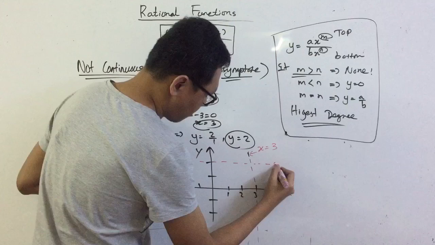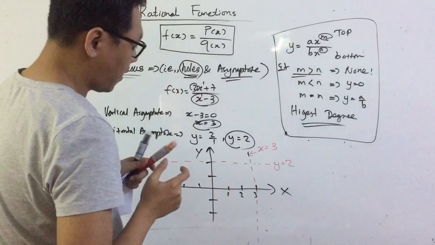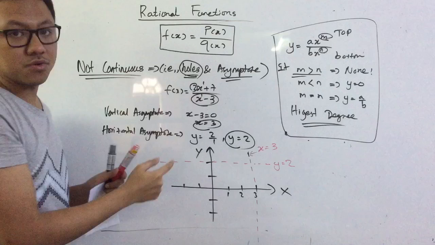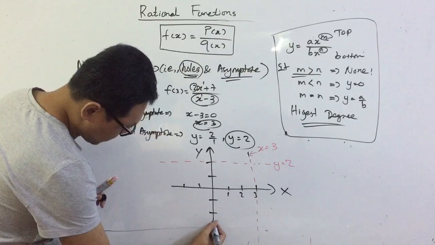Okay, now let's find the y-intercept. When you want to find the y-intercept, the value of x is 0, so the y-intercept is 7 over minus 3. 7 over minus 3, which is more than minus 2, right? 7 over minus 3 would be around somewhere here. Let's say here. This is the y-intercept.